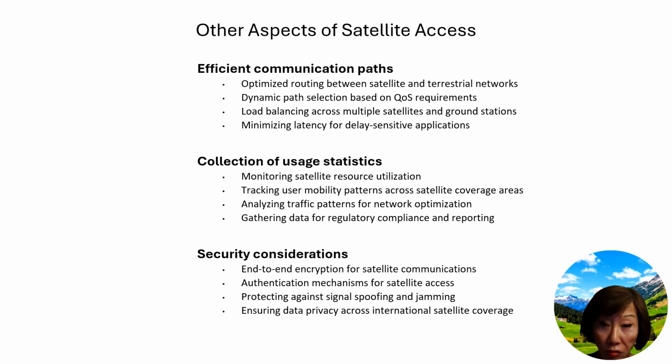Security is paramount in satellite communications. This includes implementing robust end-to-end encryption, strong authentication mechanisms, protection against signal spoofing and jamming, and ensuring data privacy across international coverage areas. By addressing these aspects, satellite integrated 5G networks can offer reliable, efficient, and secure communications across global coverage areas, opening up new possibilities for connectivity in previously underserved regions and scenarios.